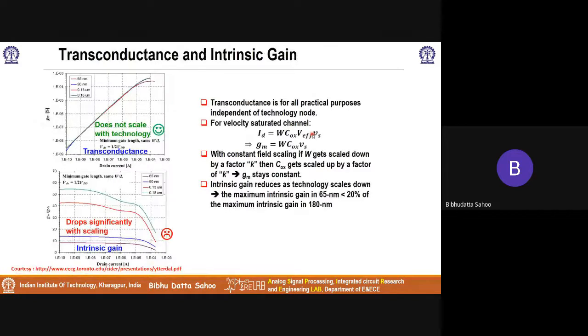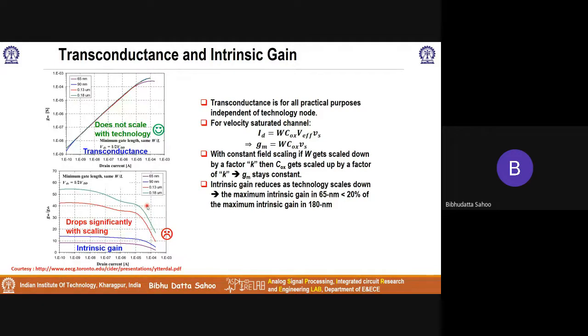Now the scaling trend. We will talk about certain things about scaling. This has been taken from the presentation given by a University of Toronto professor. These plots have been taken from his slides, so I have cited his slides as the source where I have taken it from.